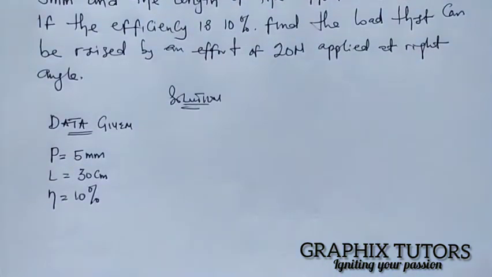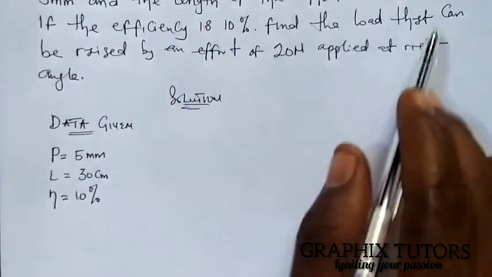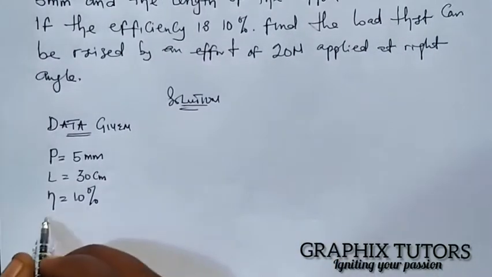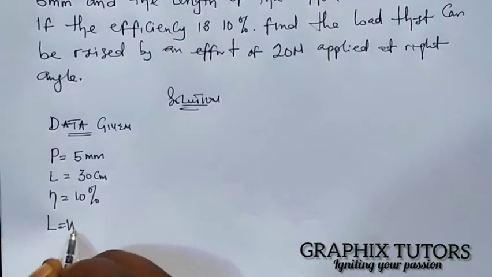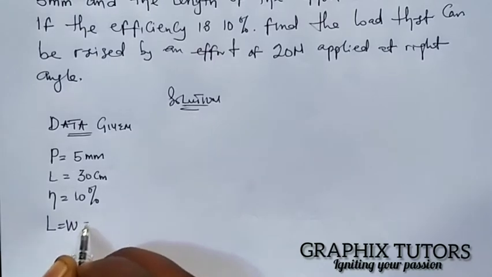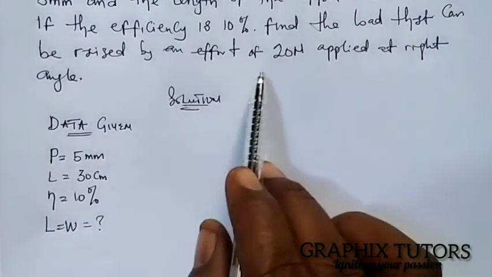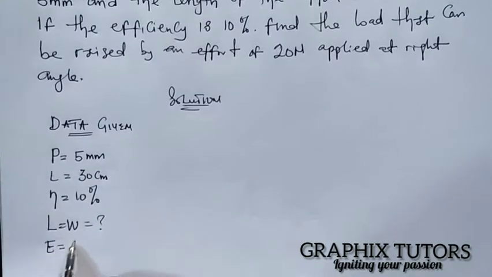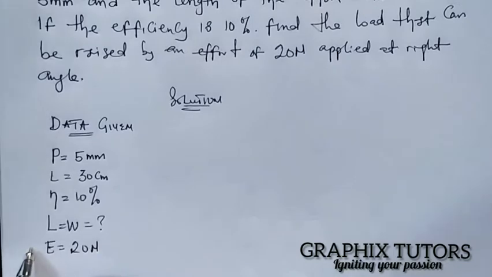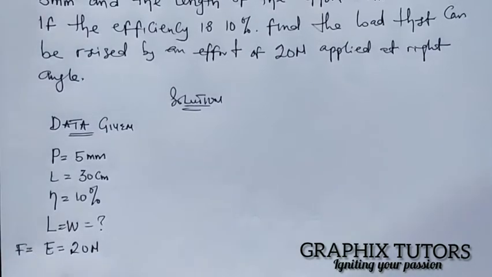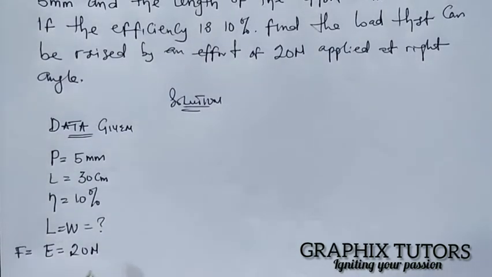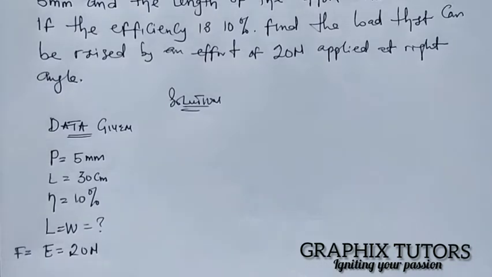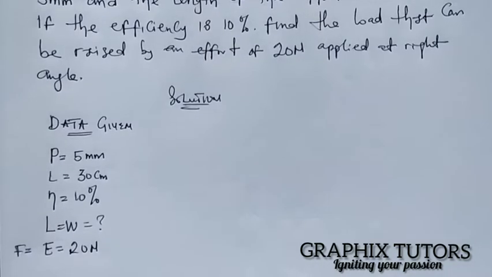And also, we should now find the load. So we're looking for our L, which is the weight W, that can be raised by an effort. So we're given the effort E to be equal to what? 20 Newton. The effort is also the force, because the effort you're applying is the force you're applying to lift the load, right? So now these are the given parameters, right? We're looking for the load.